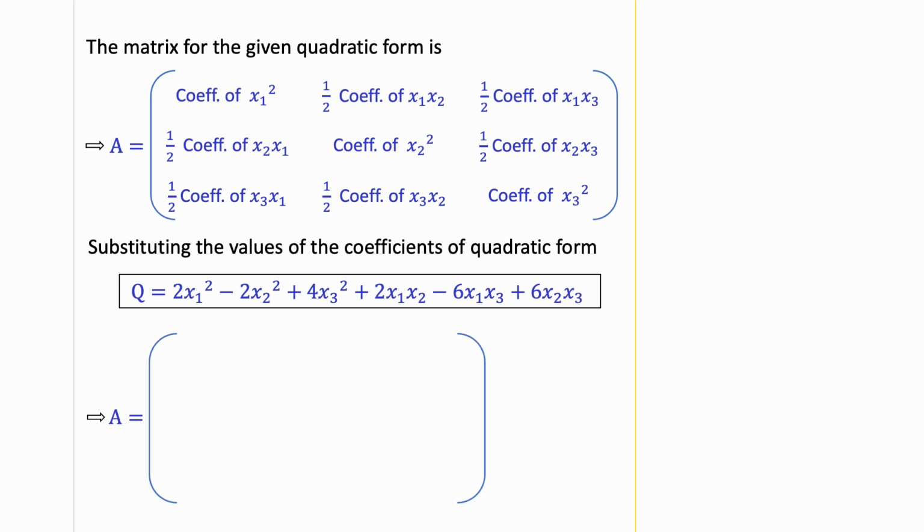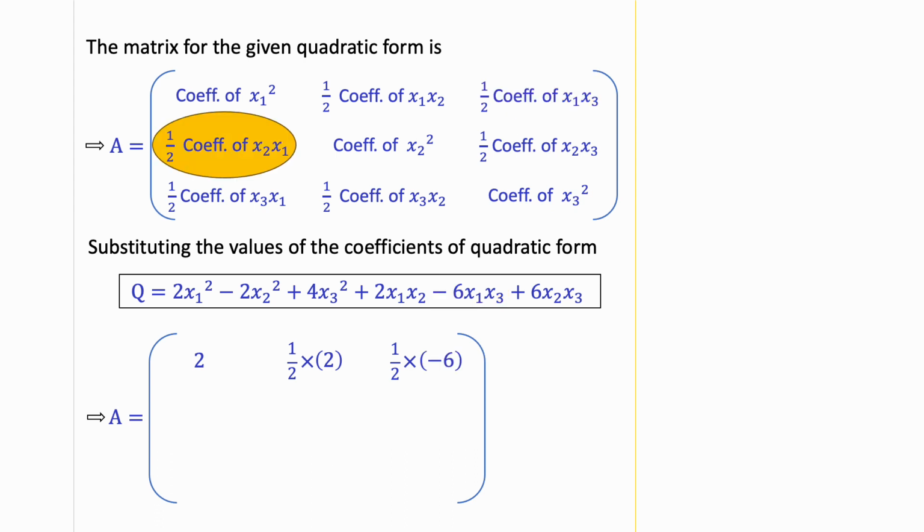Now A is equal to, the first row, first element is coefficient of x1 square. So the coefficient of x1 square is 2. So enter the value as 2. The second element is half of coefficient of x1, x2, that is half into coefficient of x1, x2 is plus 2. So it is half into 2. The third element is half of coefficient of x1, x3, that is half into coefficient of x1, x3 is minus 6. So enter minus 6.